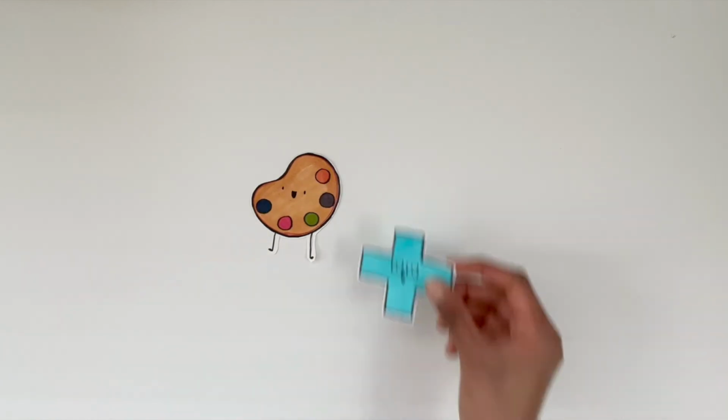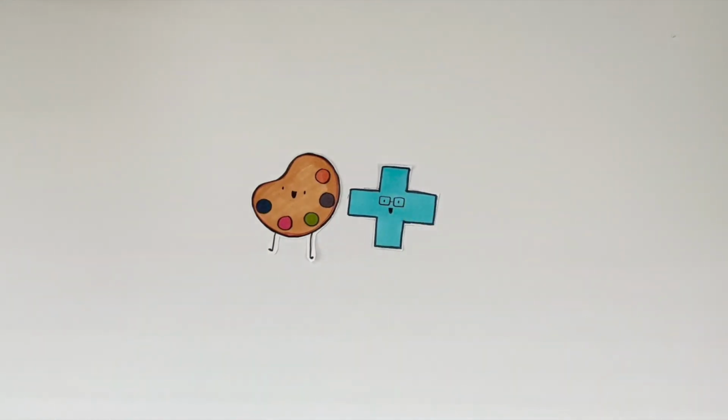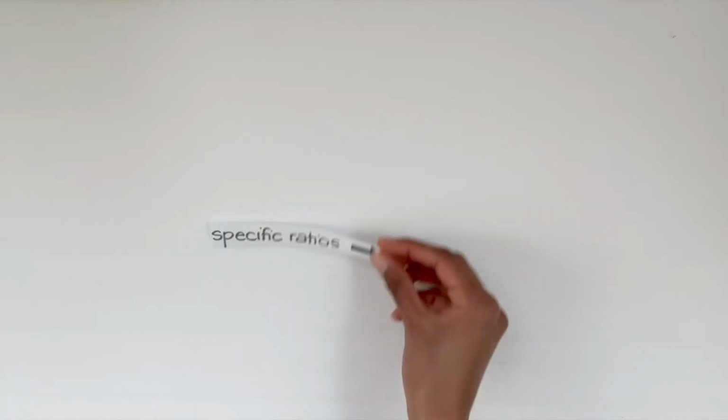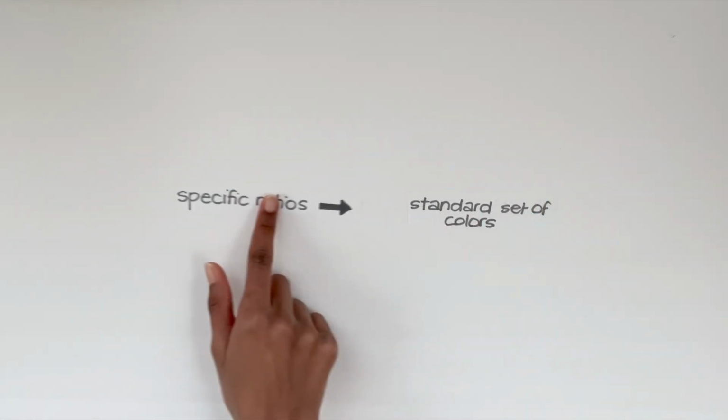Even though we just scratched the surface of this fascinating phenomenon, you now know truly how much math is in art, even if it is as simple as mixing colors. And to create the same hue again and again, we need to create a specific set of ratios to help standardize the colors that we know and love.